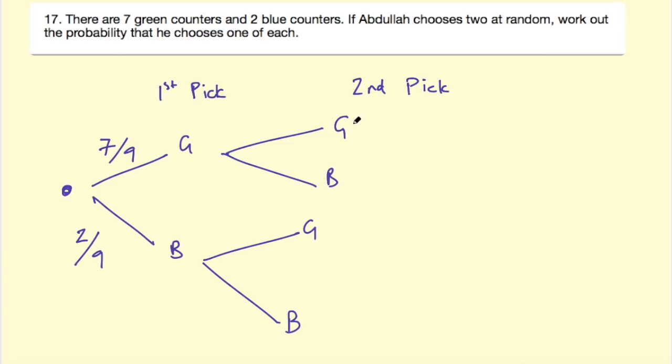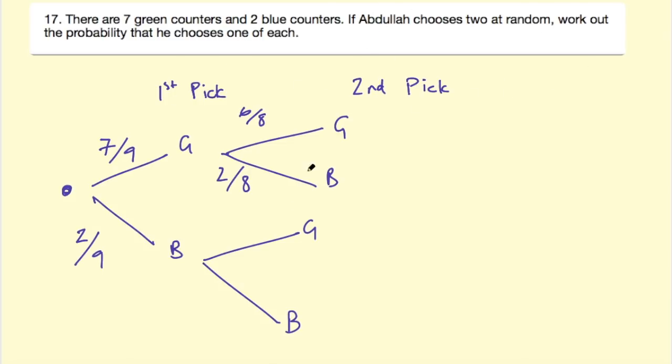Then if he picks a green again, well, he's already picked a green out, so there's 6 green left in the bag, and there's 8 counters in total, so that's going to be 6 over 8 chance of picking a green again. And then there are still 2 blue left, but there's 8 counters, so that's going to be 2 over 8 for the probability of picking a blue. Then, I should have used different colors for this.